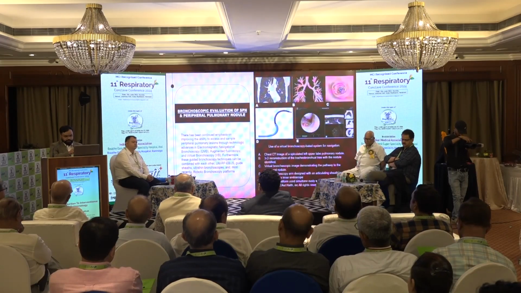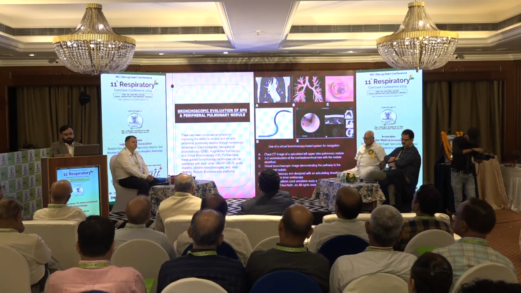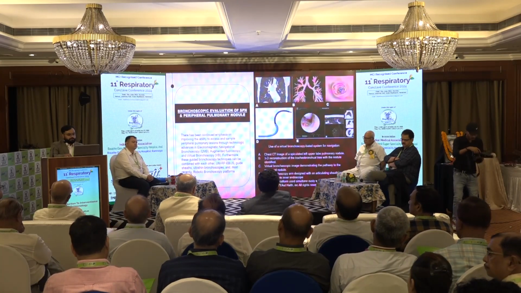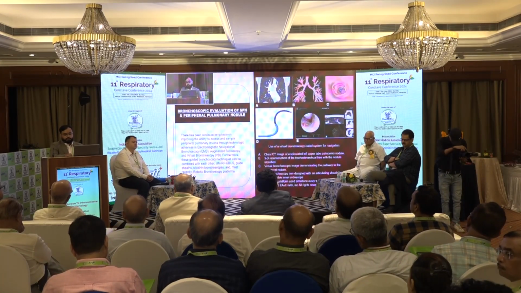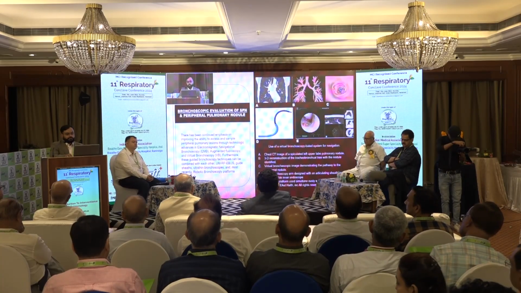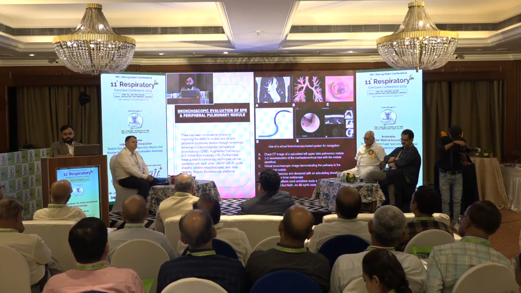So this A is a chest CT image of a speculated left upper lobe pulmonary nodule. B image shows a 3D reconstruction of the tracheobronchial tree with the nodule identified. And C is virtual bronchoscopic image, that is endobronchial virtual bronchoscopy image of that particular nodule from the subsegmental level.